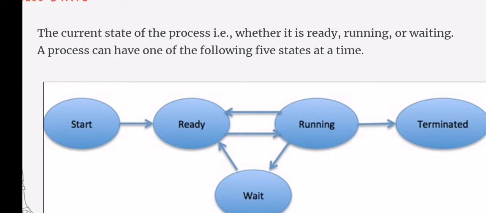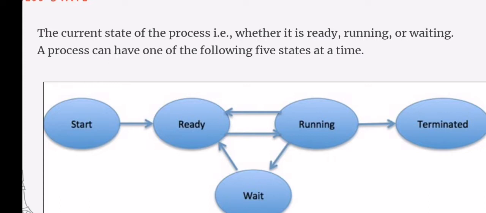The third state is the running state, where after the OS scheduler has assigned the process to a processor, the process state is set to running and the processor executes its instructions. Next is the waiting state. If the process needs to wait for a resource, such as user input or a file to become available, it enters the waiting state.